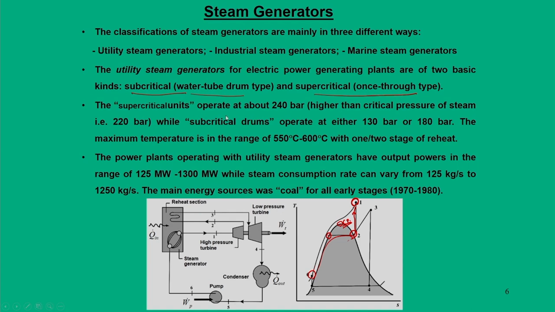Now, when talking about supercritical unit boilers, they operate at about 240 bar, just higher than the critical pressure. The subcritical units operate either at 130 or in the range of 130 to 180 bar, for which the maximum temperature falls in the range of 550 to 600 degree centigrade. While operating these units, we try to get power in the range of 125 to 1300 megawatt, for which the steam consumption is about 125 to 1250 kg per second. And for all these things we are using the energy from coal to produce this power. So, these are the rough numbers at which a typical steam generator operates.